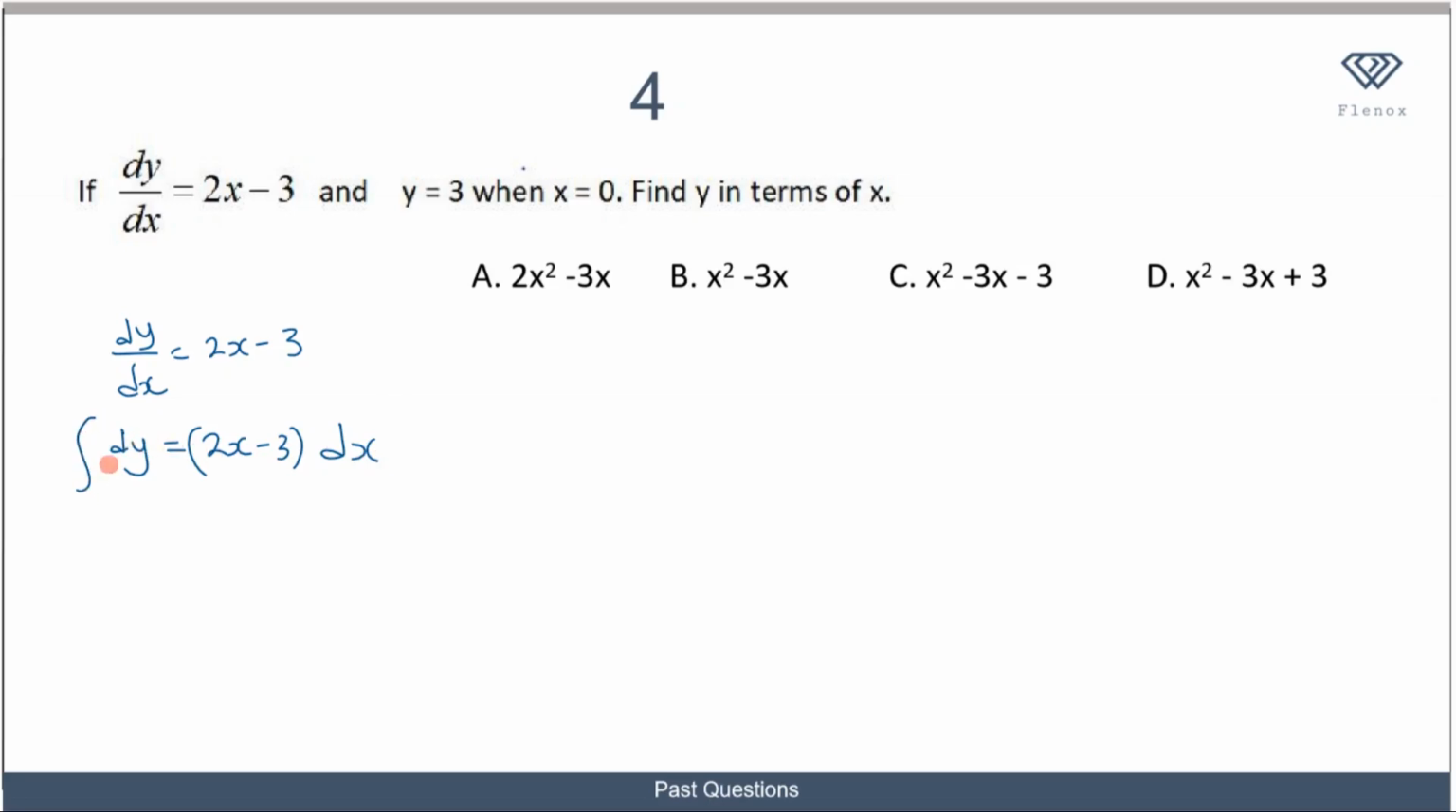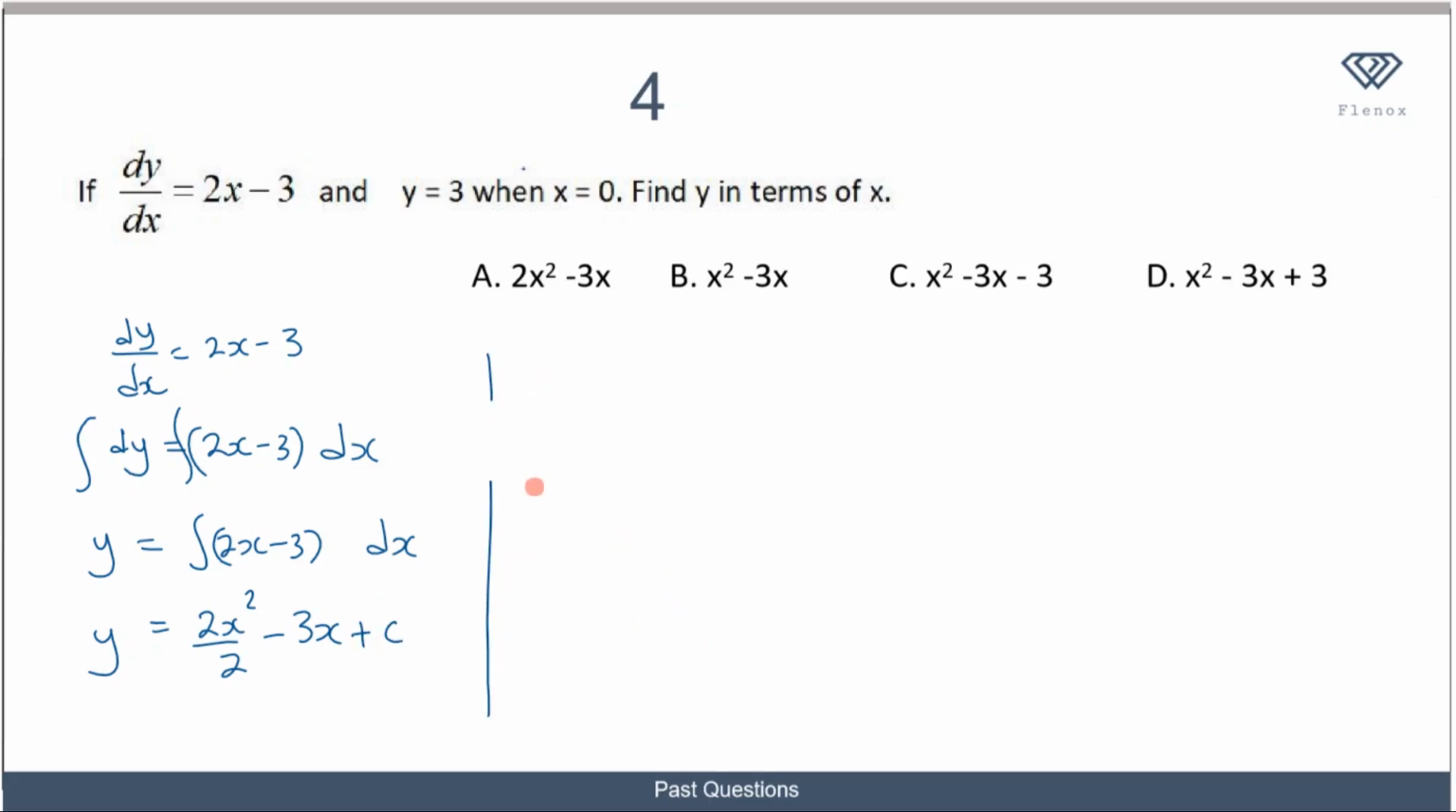So if we integrate both sides, I now have y is equal to the integral of 2x minus 3 times dx. So now I can integrate this easily. So y is equal to, when I integrate 2x, I get 2x squared over 2. And when I integrate minus 3, I get minus 3x, then plus my constant of integration. So if I simplify further, what does this give me? I have y is equal to x squared minus 3x plus my constant of integration.